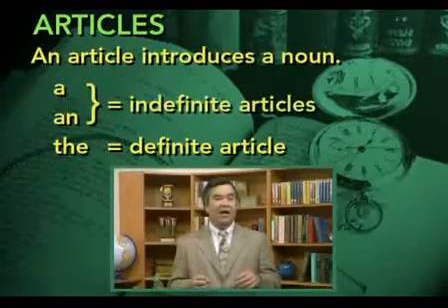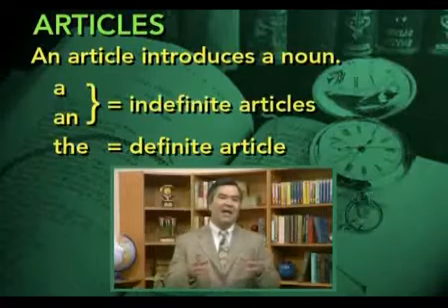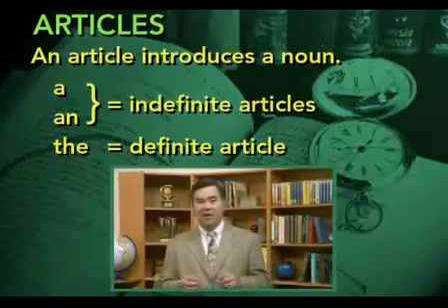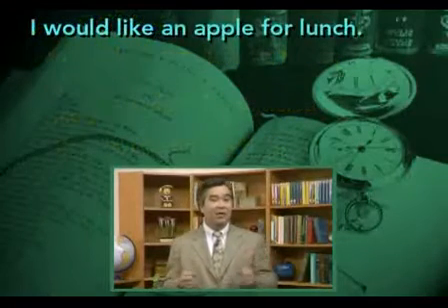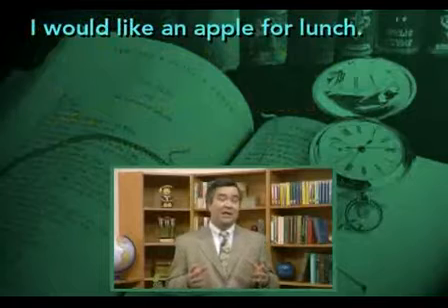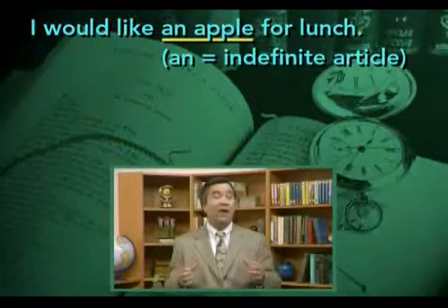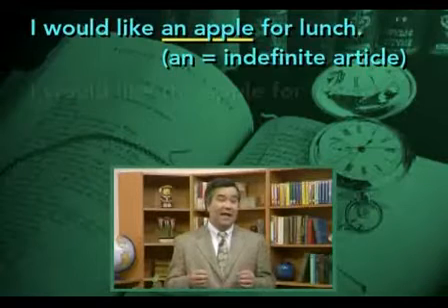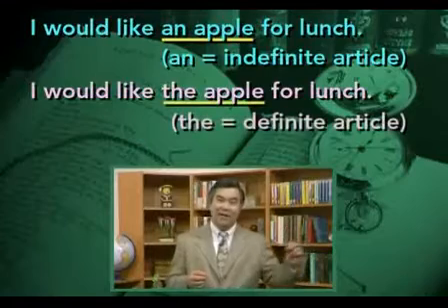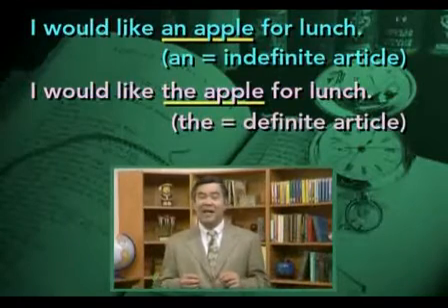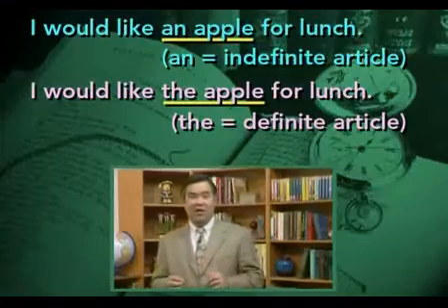A and an are indefinite articles because when they are used, they are referring to any example from within the category. So, for example, if I say, gee, I would like an apple for lunch, I'm not specifying any specific apple. I'm just saying any old apple would be great for my lunch. If I say, I would like the apple for lunch, I'm referring to the one apple that I see on the counter in front of me right now. So that's the difference between an indefinite article and a definite article.